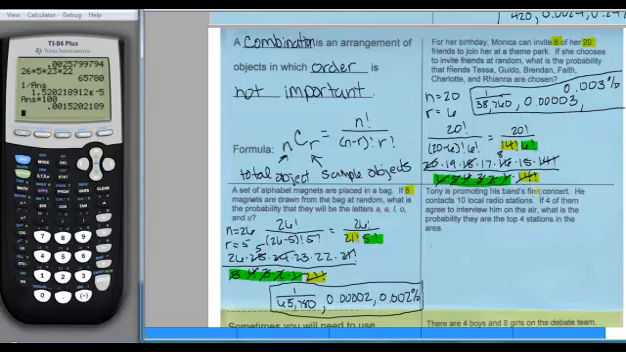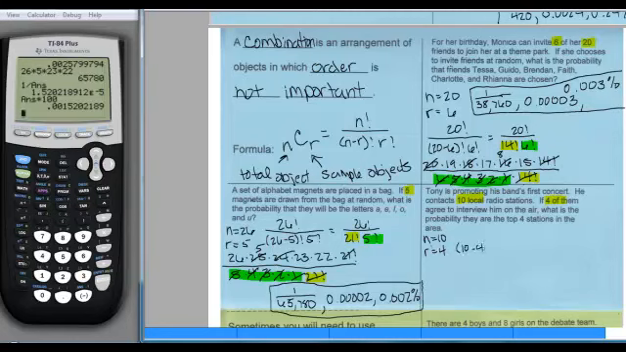Tony is promoting his band's first concert. He contacts 10 local radio stations. If 4 of them agree to interview him on the air, what is the probability that they're the top 4 stations in the area? So we have N is 10 and R is 4.